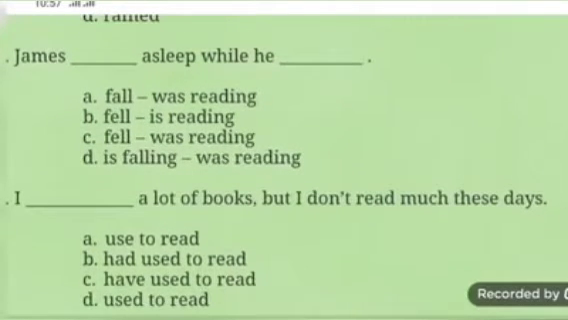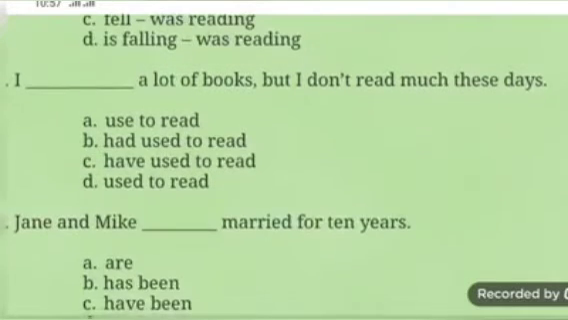Okay, there you go. I blank a lot of books, but I don't read much these days. So as you can see here, these days is a present situation. But before, he loved reading books. Okay, so we have to use here used to read, letter D. Why? Because when you are talking about a situation wherein you kept on doing something in the past but you are not doing it nowadays, you always have to use used to. Here, I used to read a lot of books, but I don't read much these days. Okay, so that's letter D.